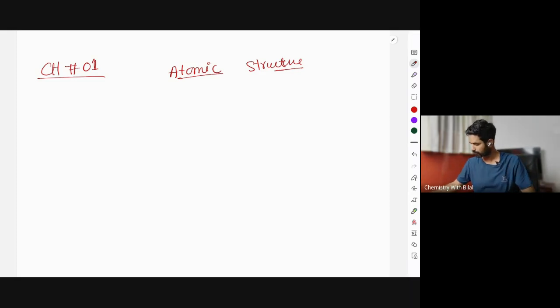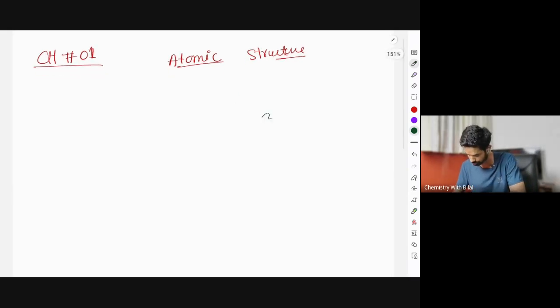Today we are going to start with the very first chapter of physical chemistry called atomic structure. In atomic structure, we will be discussing in detail how an atom looks, what is present inside the atom, where the protons, neutrons, and electrons are present, and what is atomic number, atomic mass, isotopes, what are the relative charges of protons, neutrons, and electrons, and what are their relative masses. So let's start with the shape of the atom.